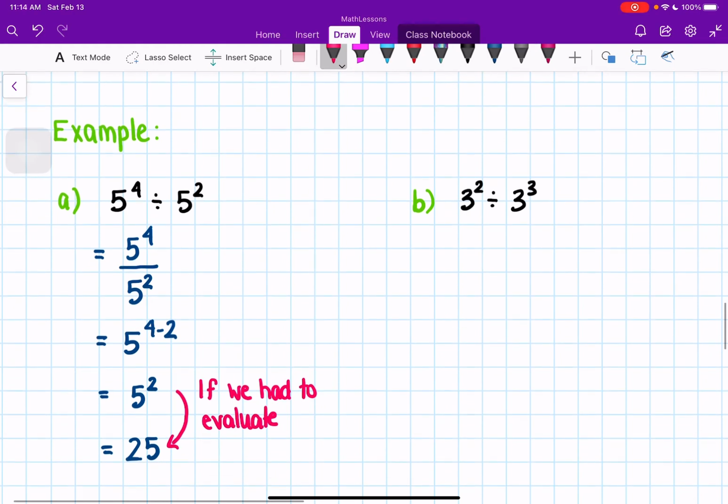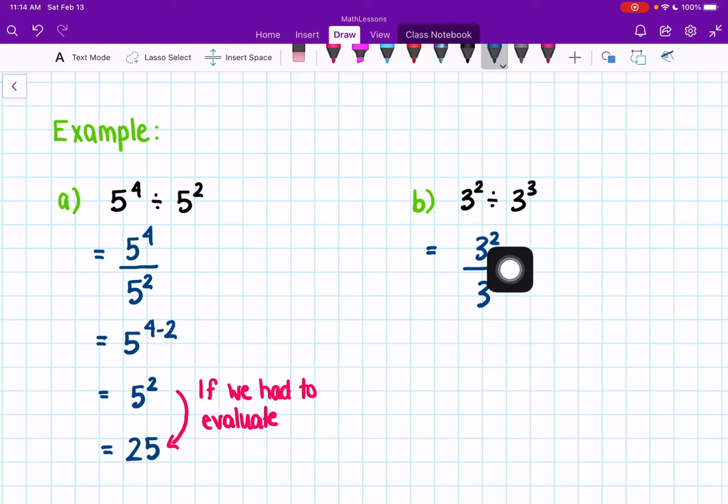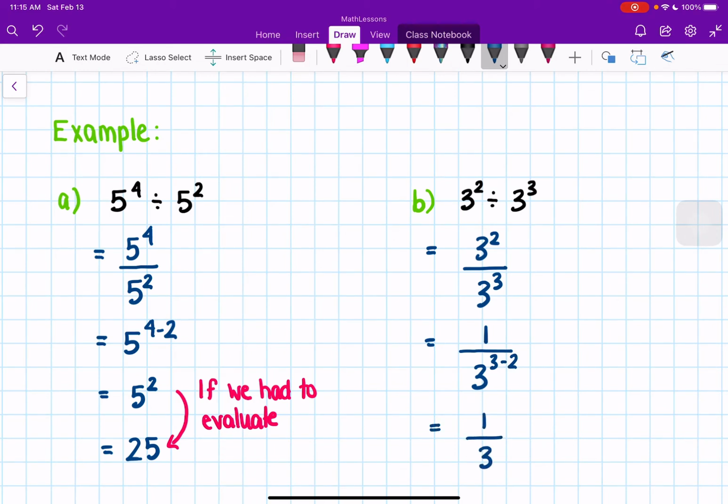Okay, so let's look at this one here. Again, it's written in a horizontal form. So we're just going to change this and put it in fraction form. And now we can see that my power is greater. So I've got a power 3 and a power 2. It's greater in the denominator. So that means that we are going to write this with the 3 in the denominator. So the way we show that 3 is in the denominator is we have to put a 1 in the numerator. And now we're going to go 3 minus 2, which is 3 to the power 1.